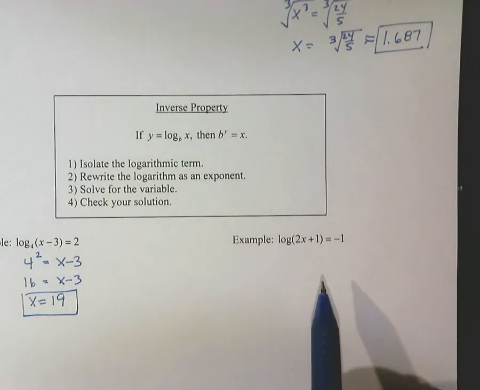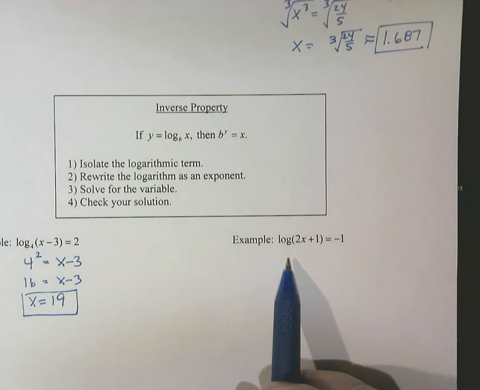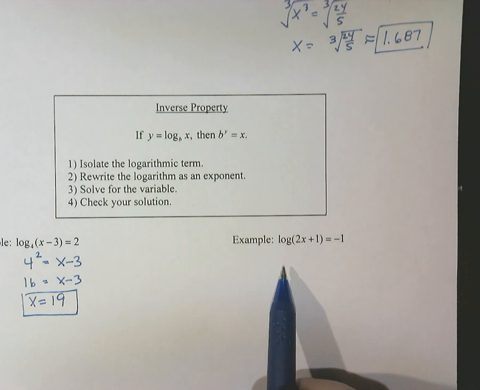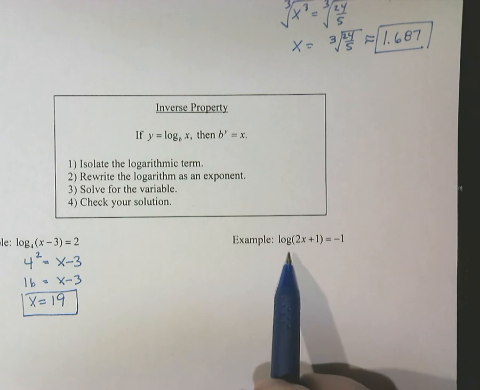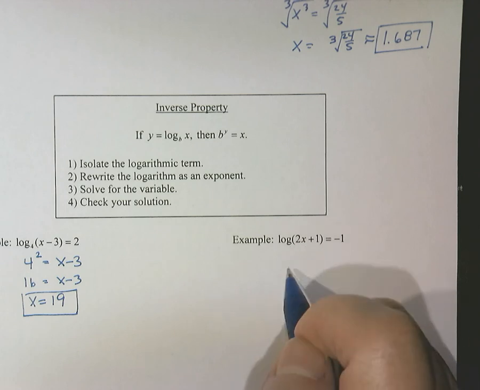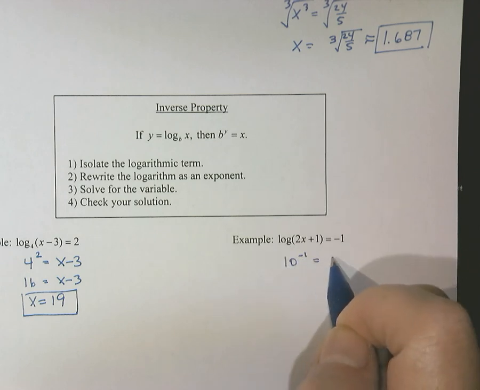The next one also is a fairly basic one. I'm going to leave doing the harder problems after you've practiced these for a little bit, where we have to rewrite them. And I'll do them in the live lessons. So this one is already isolated also, but I wanted to do an example with a base 10. So this is base 10, so I can rewrite this as an exponent. So I have 10 to the negative first power equals 2x plus 1.